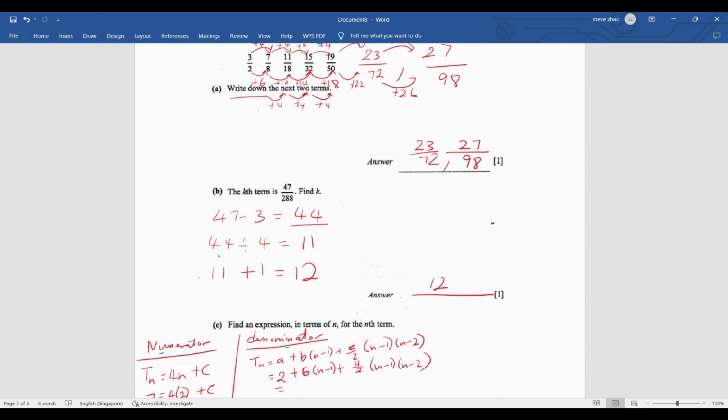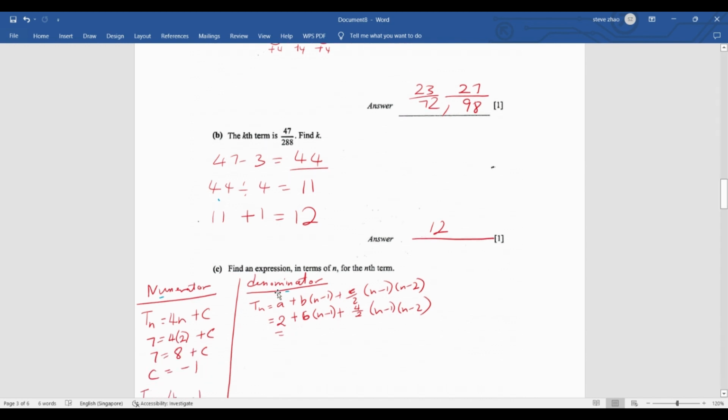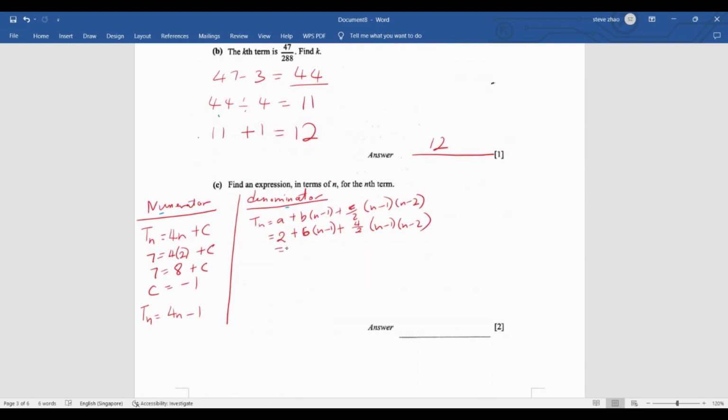So this is 6 or not B? Oh, it looks like B to me. Okay, let's scroll down a bit. We don't need the number anymore. So 2 plus 6n minus 6 plus 2 bracket, open up the bracket, n square minus 3n plus 2, equals 2 plus 6n minus 6 plus 2n square minus 6n plus 4.